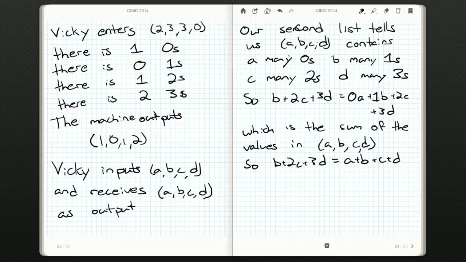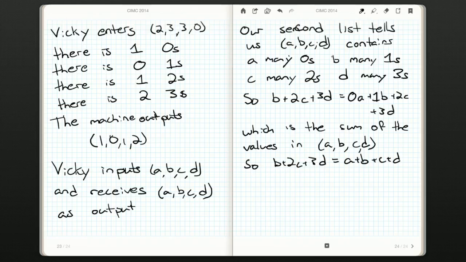Does that get us any closer? Well, we could probably rearrange this and get other expressions like A is equal to C plus 2D, but I don't see how that narrows it down to actual values.